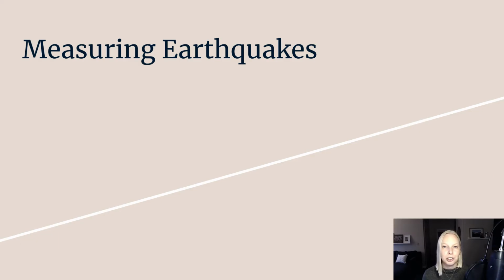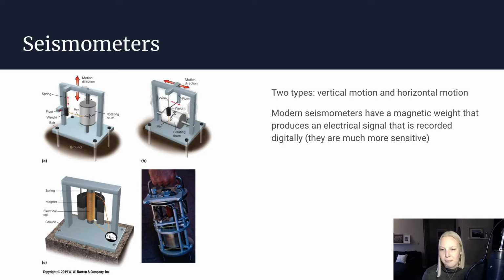Next, let's talk about measuring earthquakes and how we quantify them. The way that we measure earthquakes is using a device called a seismometer. In the past, we used mechanical seismometers where there's actually a spool of paper and a pen that would draw lines illustrating the motion of the seismometer, thus the motion of the earth during an earthquake, and it would record it on that rotating drum of paper.